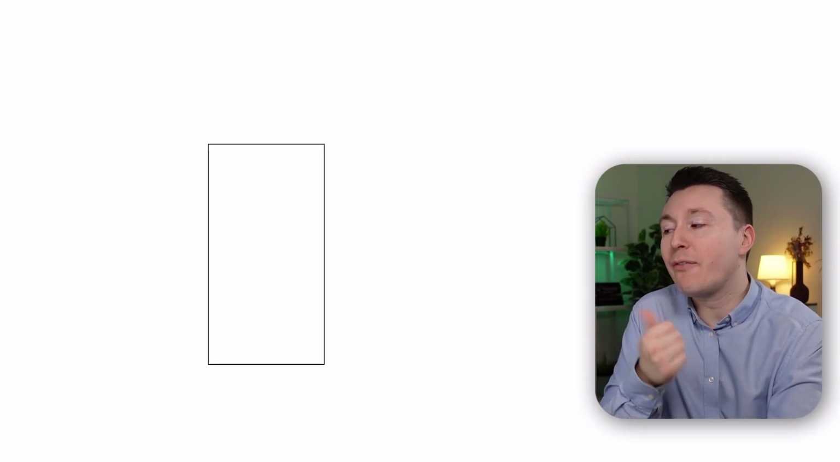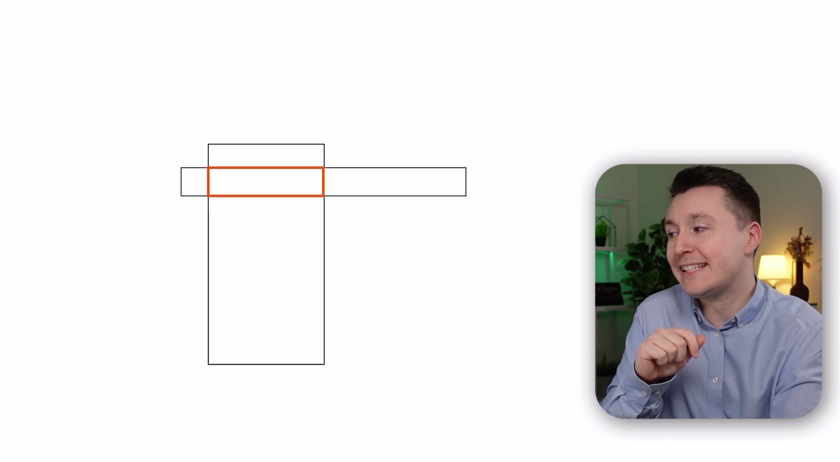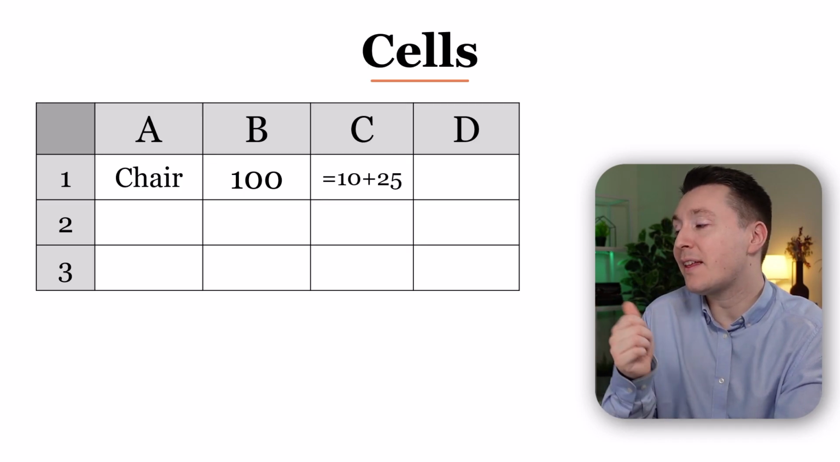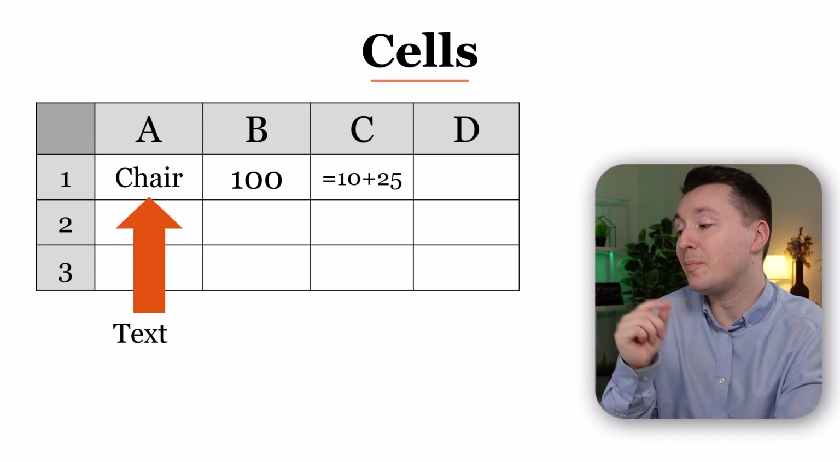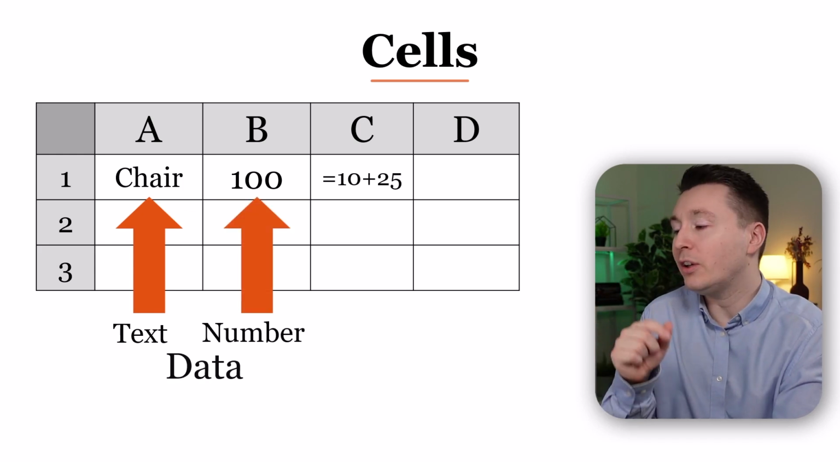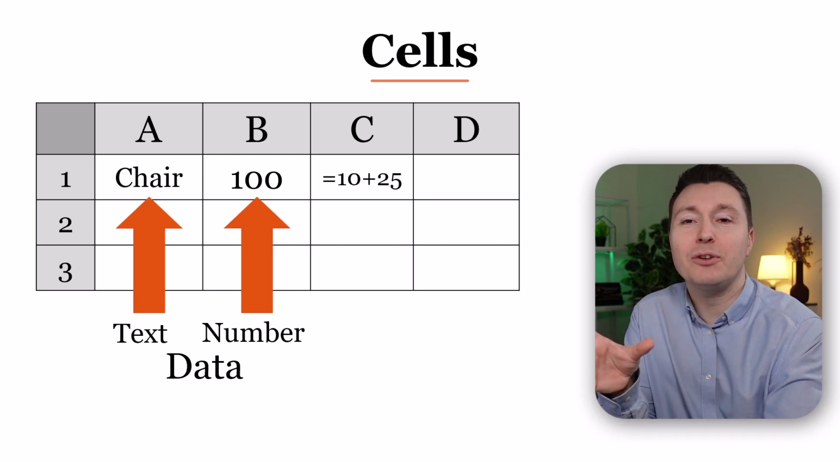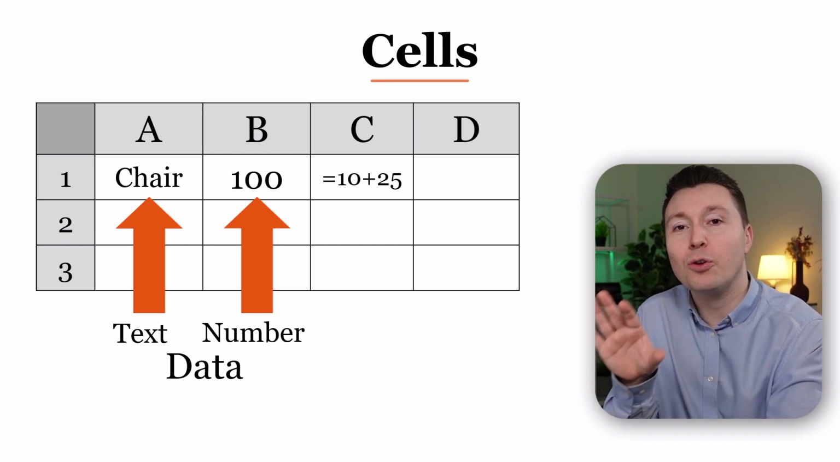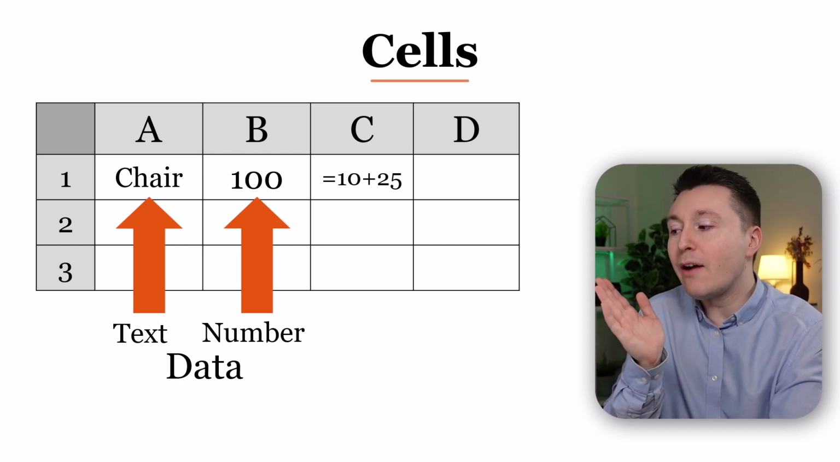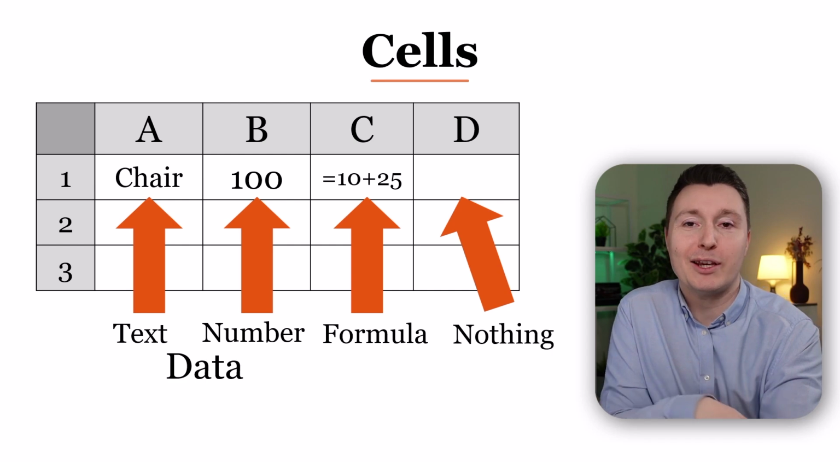So in Excel, we have columns and we have rows, and when they meet, we have a cell. And in those cells, there can be text, there can be numbers, and that's what we collectively call data. That's something you put into the spreadsheet. It can't really do anything specific, but it just holds information. You can also have formulas, obviously, in cells, and you can have absolutely nothing as well.